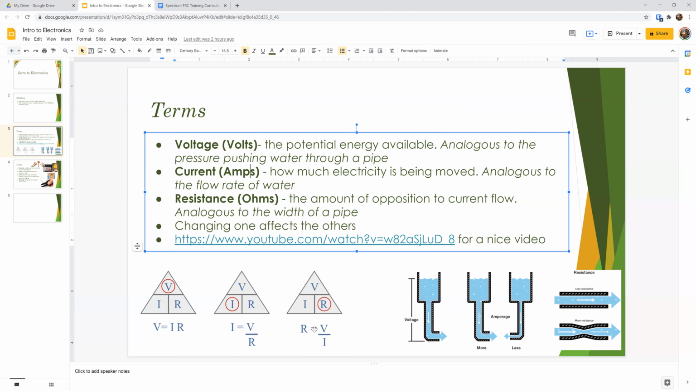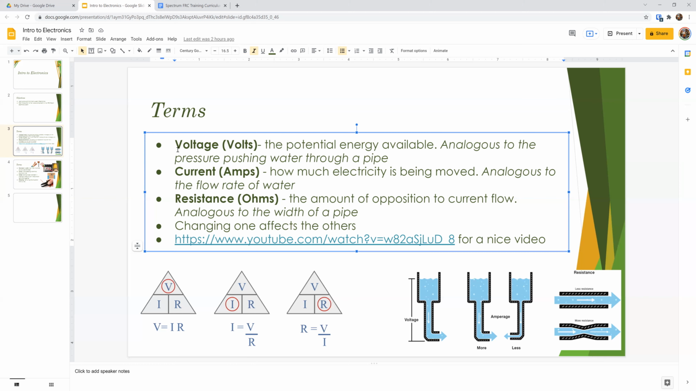So when we talk about our FRC batteries, and we talk about wanting to minimize how much wire there is between the battery and the power distribution panel, and increasing the size of the wire, we're basically trying to reduce the resistance so that when we do 12 volts divided by our smaller resistance, we have more current available to our robot.